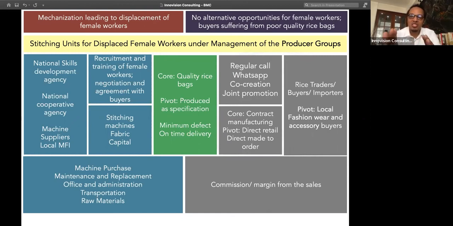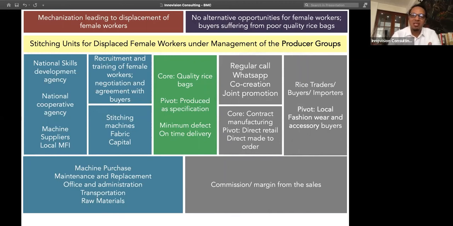Now, to sustain the right-hand side, to sustain the activities that we're talking about of production, they will need stitching machines, fabric, and capital. So these are the core key resources that they will need. They will also probably need a space to set up the stitching units. They will need logistics to supply. So you can plot all of them on the key resources.